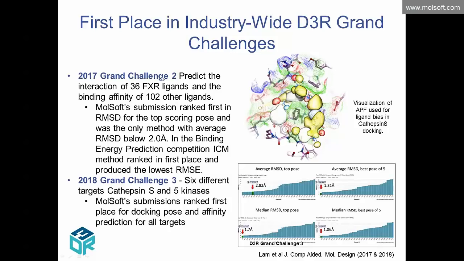So ICM has ranked first place in the 2017 Grand Challenge 2 and Grand Challenge 3 for being able to take the ligand out and redock it, looking at the pose of that ligand, how accurate the pose is, and also in the energy prediction part of the competition as well, and also for ranking ligands in the hit list.